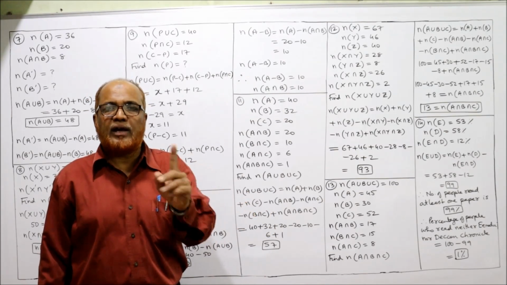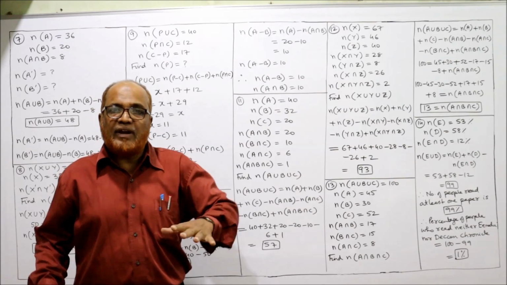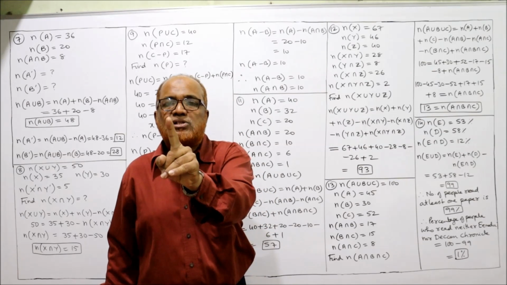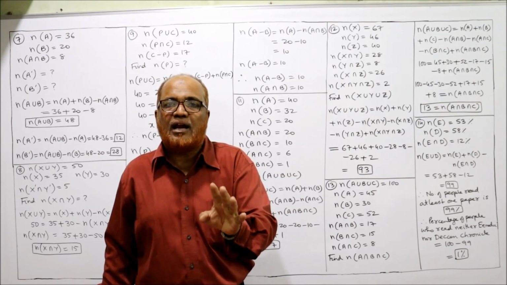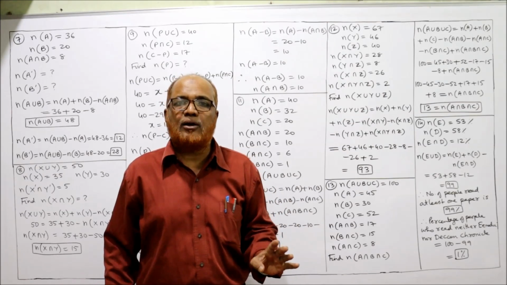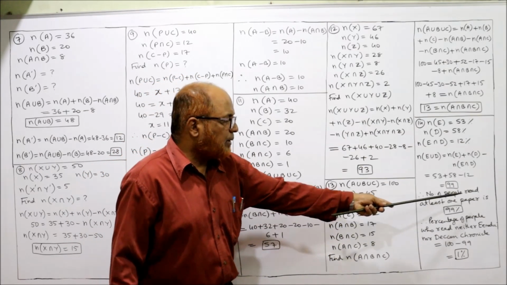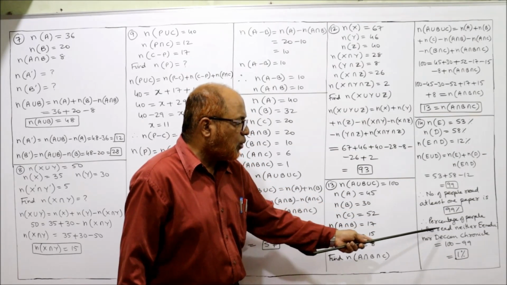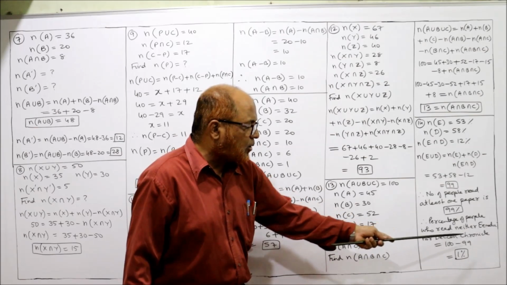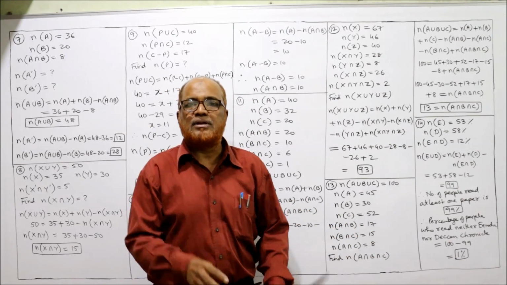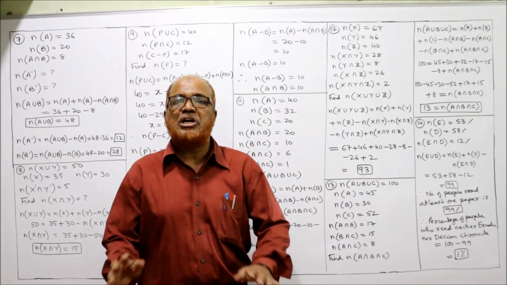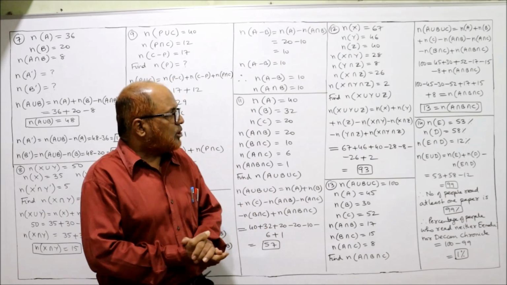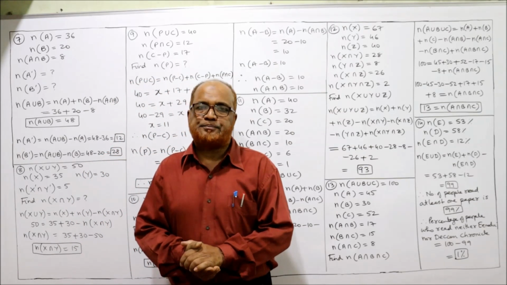Either Enadu or Deccan Chronicle, any one of the papers they will read. When 99% of people read at least one paper, then 1% of people neither read Enadu nor Deccan Chronicle. Therefore the percentage of people who read neither is 100 minus 99, which is 1%. So totally 1% of the population neither reads Enadu nor Deccan Chronicle. That's all. This is the end of problem number 14.